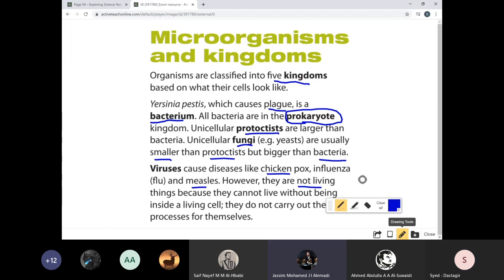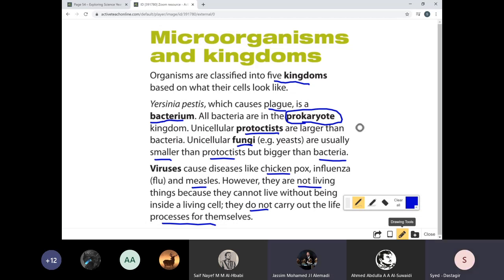They do not carry out the life processes for themselves.